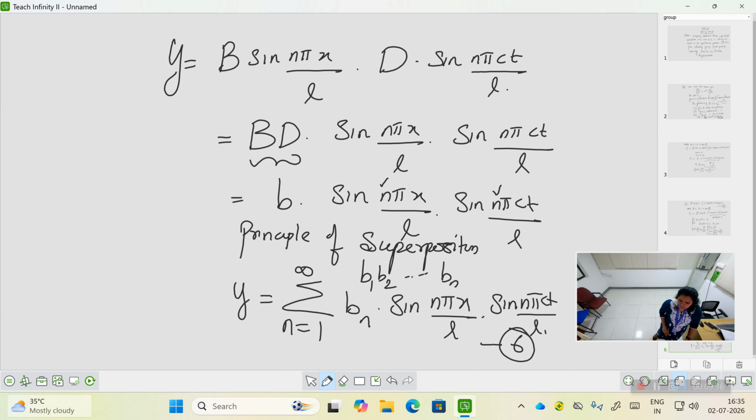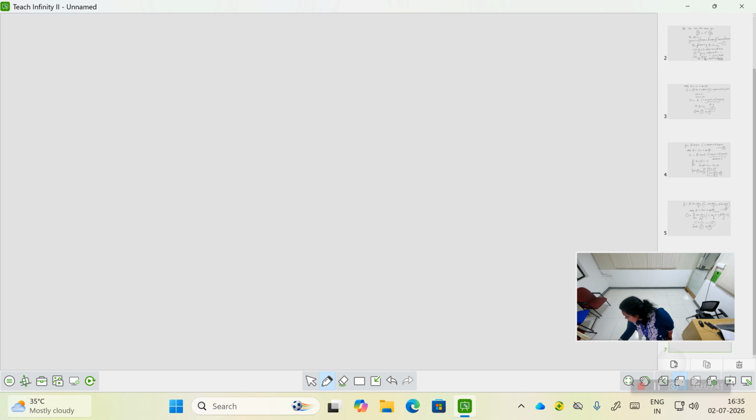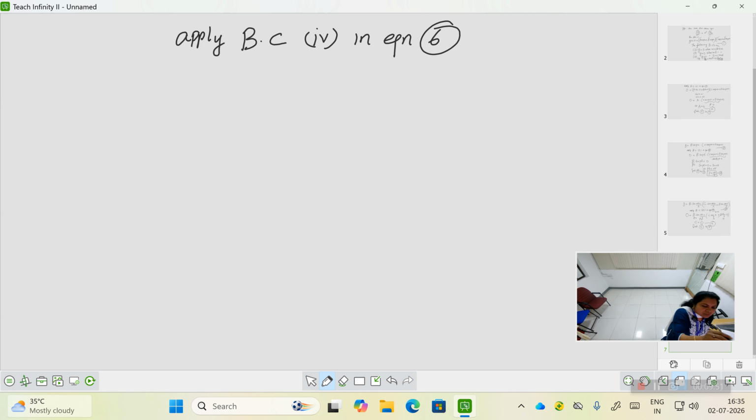So what is the last boundary condition we have to apply? The last boundary condition is to apply boundary condition 4 in equation 6. So what is the fourth boundary condition? That means we have to differentiate partially with respect to t.